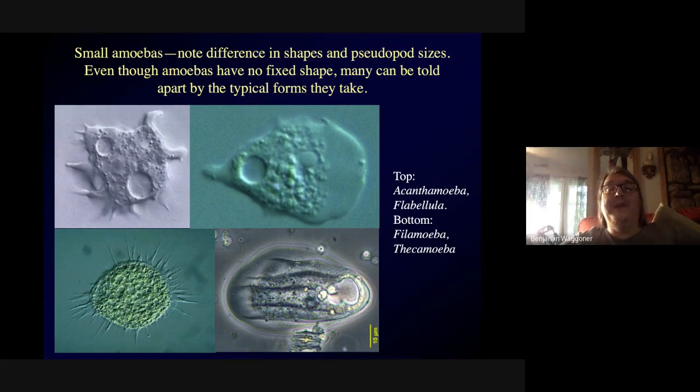And so, for example, acanthamoeba over there at the top left has pseudopods that are shaped like cones. And Flabellula at the top right has pseudopods that are shaped like big fans, and so on. So you can tell amoeba species apart to an extent because they tend to take very typical forms. They don't all look alike.